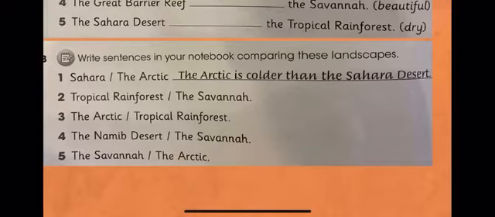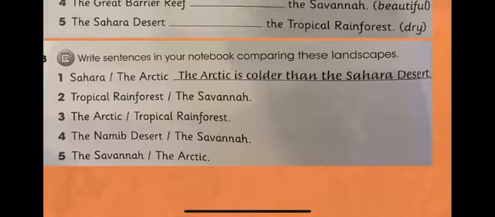Okay, so you have to compare a tropical rainforest, like the first one has been done for you, Sahara and the Arctic. The Arctic is colder than the Sahara Desert. Then compare the tropical rainforest with the savanna. Then compare the Arctic to the tropical rainforest, the Namib Desert to the savanna to the Arctic. So this way you can take help from the sentence written in the first one.